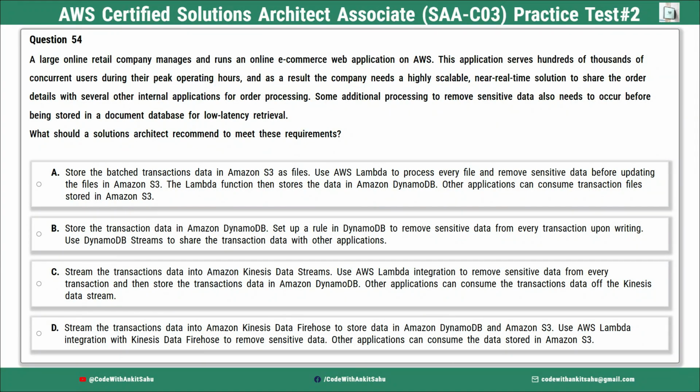Question 54. A large online retail company manages and runs an online e-commerce web application on AWS. This application serves hundreds of thousands of concurrent users during their peak operating hours, and as a result the company needs a highly scalable, near real-time solution to share the order details with several other internal applications for order processing.